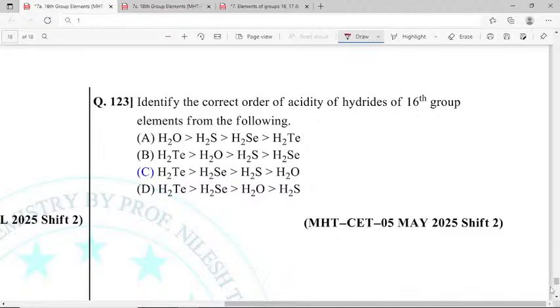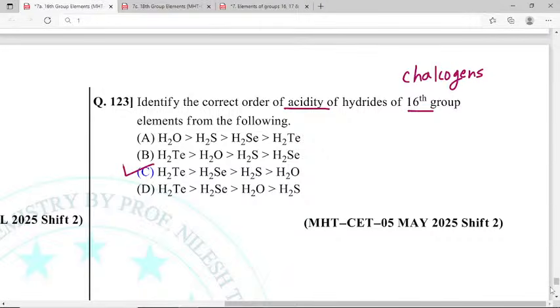Identify the correct order of acidity. Many times this question has come, for group 16. Group 16 is the chalcogens. The same question was asked in 2021, 22, 23, 24. So this is a very, very important question. Important question for the 2026 CET exam. Very, very important question, asked many times.